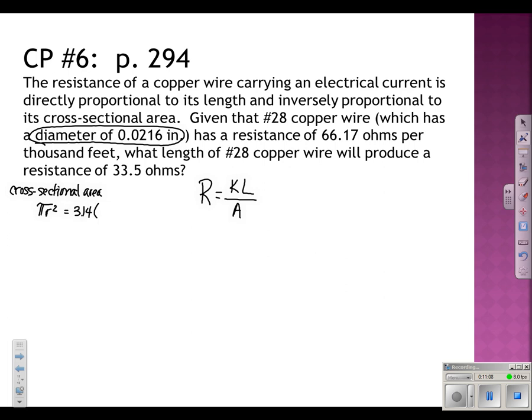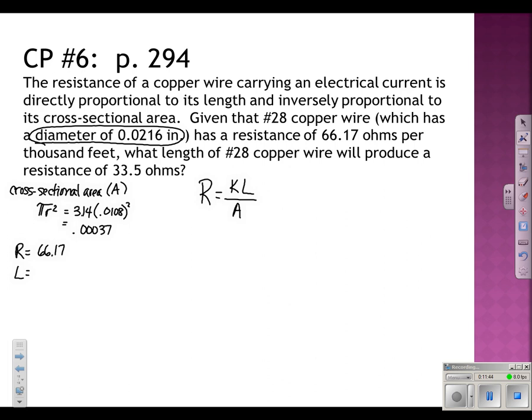Pi times, now the radius of that is going to be 0.0108, and we square it. That area, if you punch that in, ends up being 0.00037. Okay? Now the other thing that we should look at, so this one's A. We have R is resistance. So the resistance that they gave us in this first one is 66.17. So we've got that.